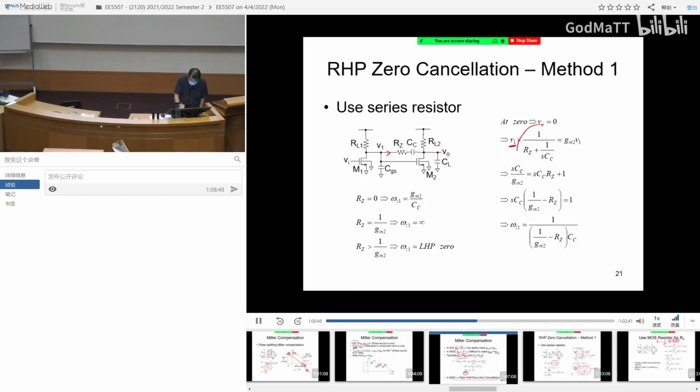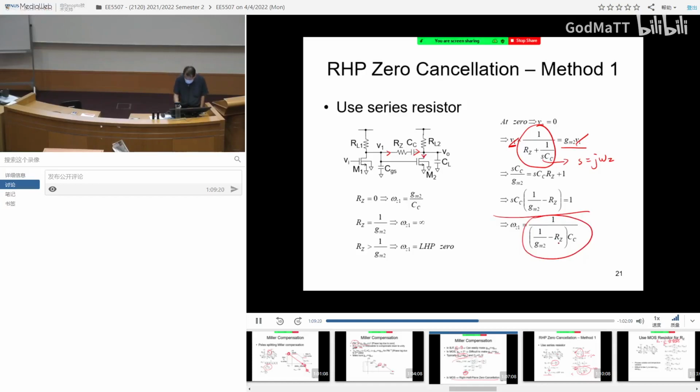So V1 multiplied by this admittance will give you the current for this guy. And this current will be exactly equal to the current due to the transistor, GM2 V1. And then you can see V1 cancel. And eventually, if you want to find the zero frequency, you just substitute S equals to J omega 0. Okay? And if you do that, eventually you get the following. And the omega Z1 now has the following expression.